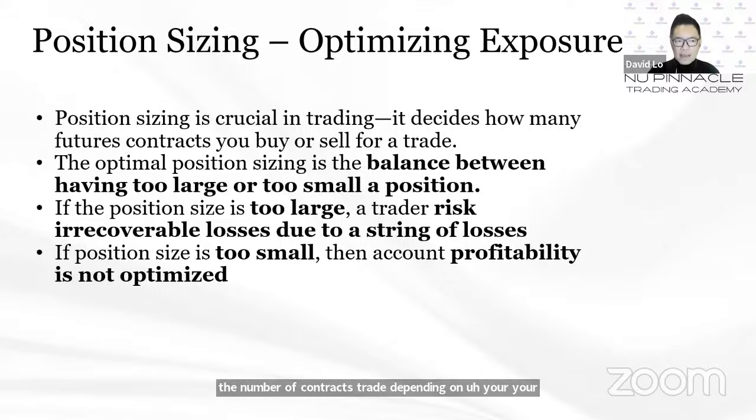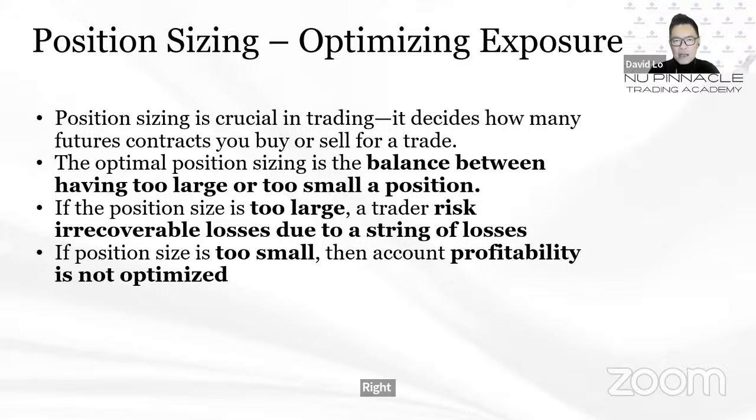It decides how many futures contracts you buy or sell for a trade. The optimal position sizing is basically a balance between too large a size and too small a position. This is trying to balance it so that it's optimized. If the position is too large, you tend to have a risk that you will make irrecoverable losses. You can't come back from some of the losses due to a string of losses.